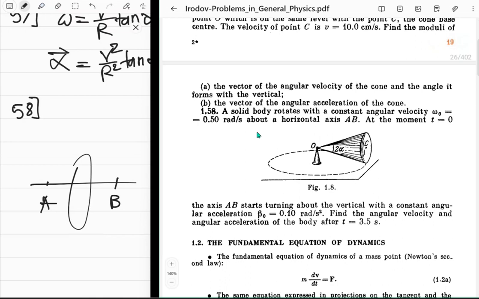Constant angular velocity, perfect. At moment equal to 0, the axis AB starts turning about the vertical. Oh, seriously, now it's basically a gyroscope. Why are you doing this to me? It starts turning about the vertical with constant angular acceleration p naught equal to 0.1 radians per second squared. Find the angular velocity and angular acceleration of the body after t equal to 3.5.